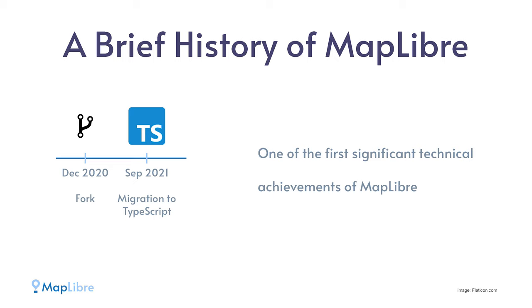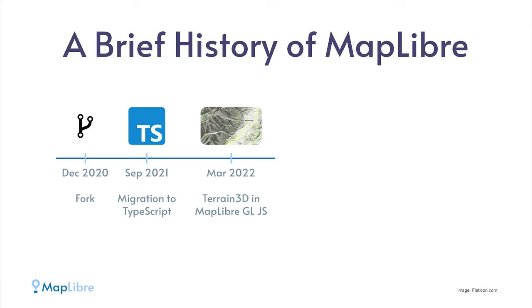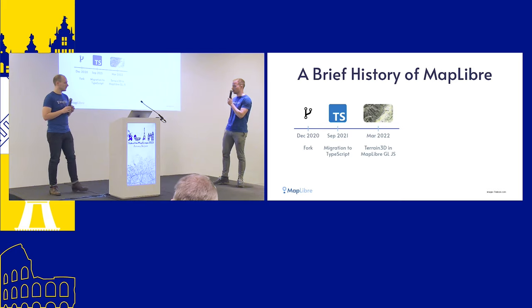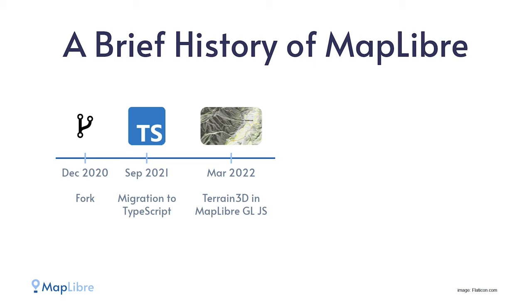Right, but when you work on a complex software like this, and another example is like databases, operating systems, you cannot rely, or almost cannot rely, on volunteers alone. And we saw the first contribution from another company with the Terrain3D support in MapLibre GL.js. And we'll see another example very shortly.